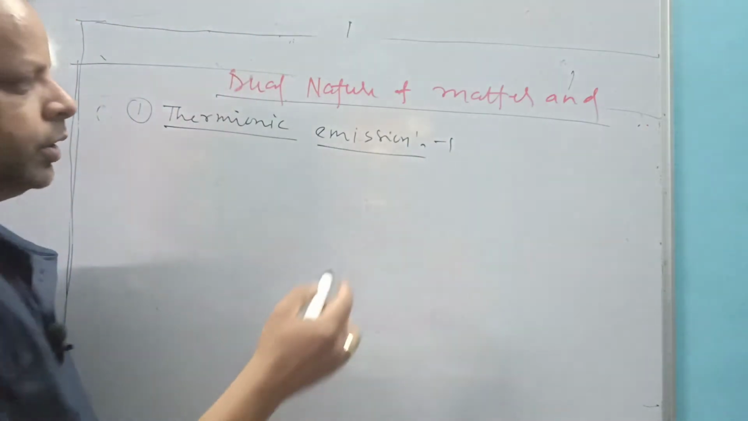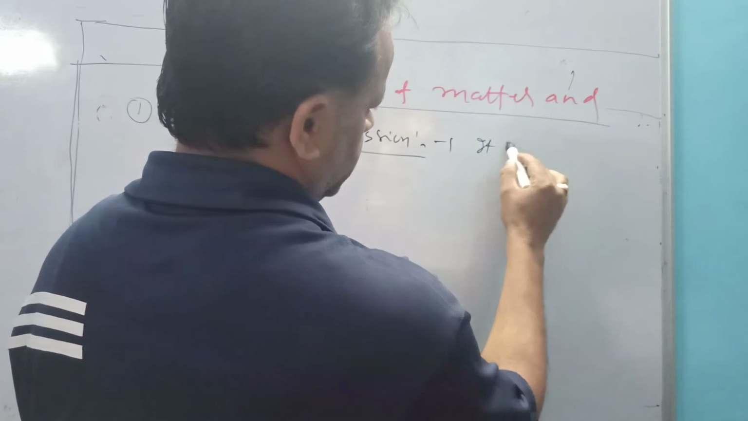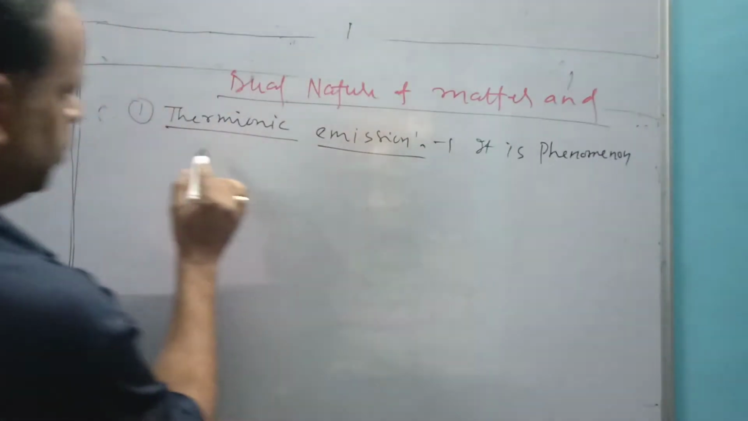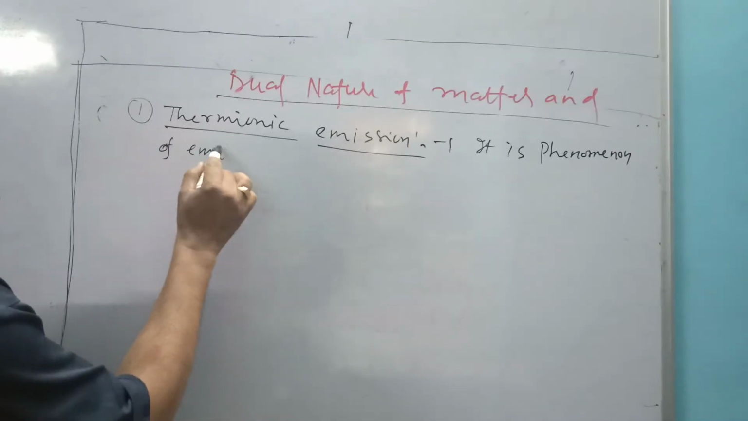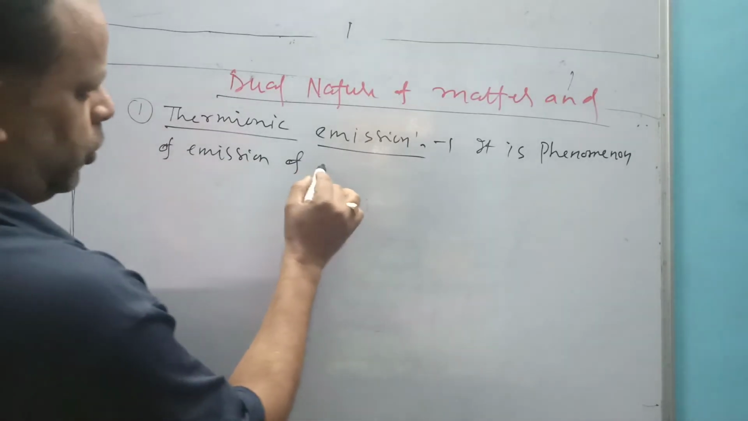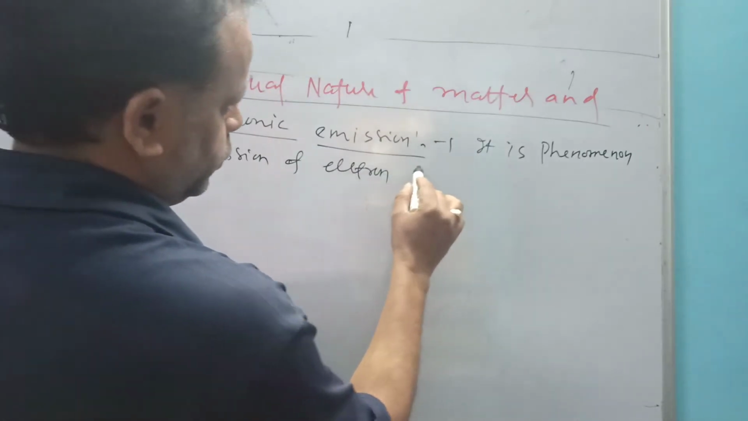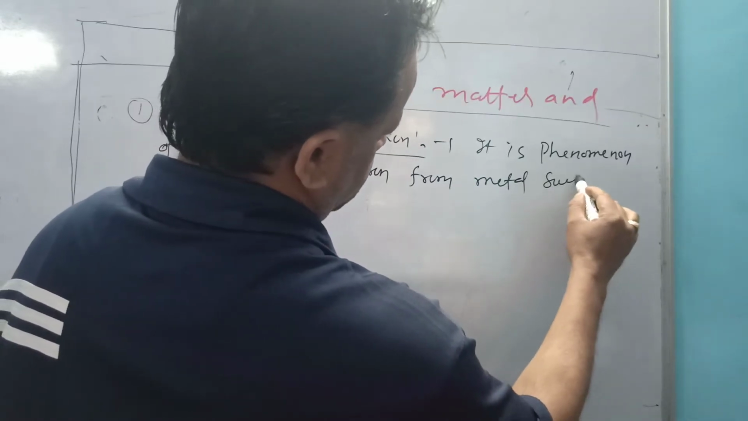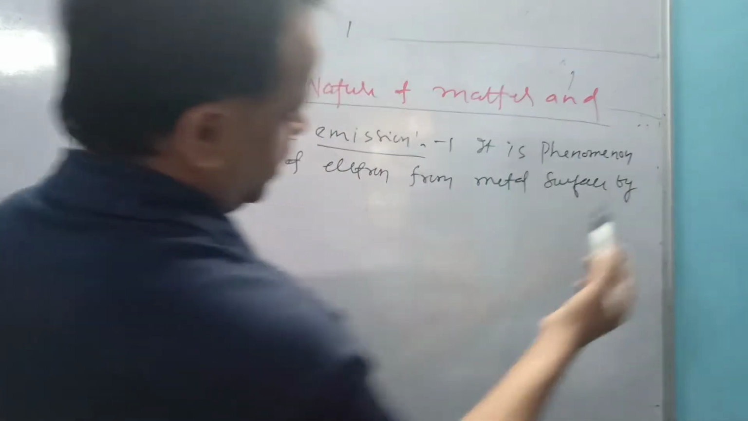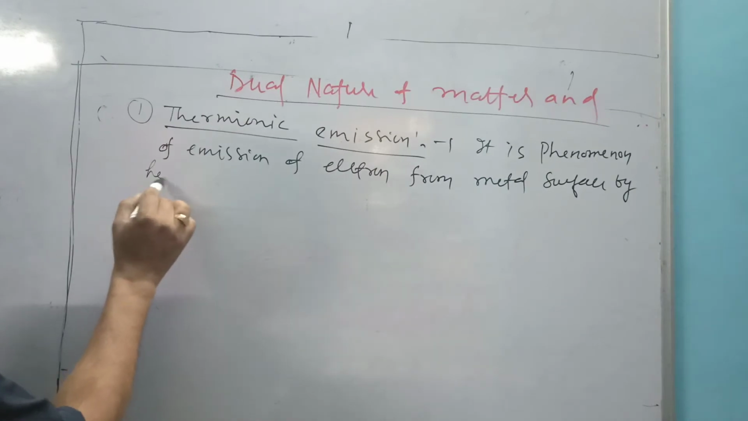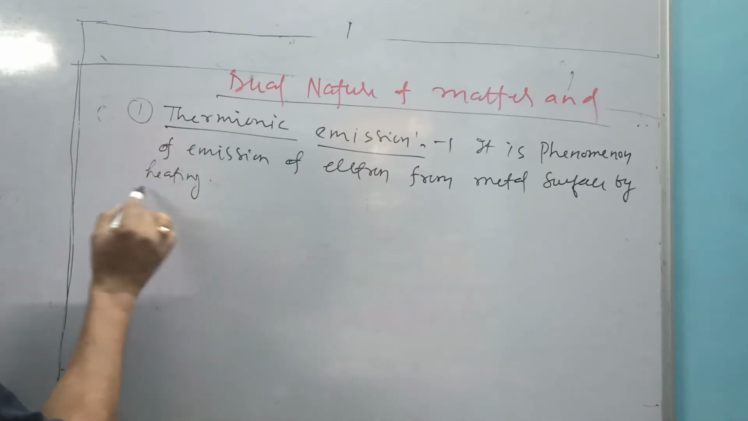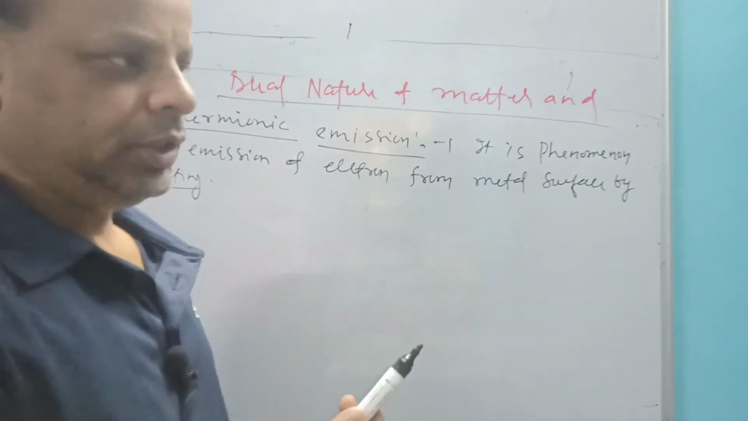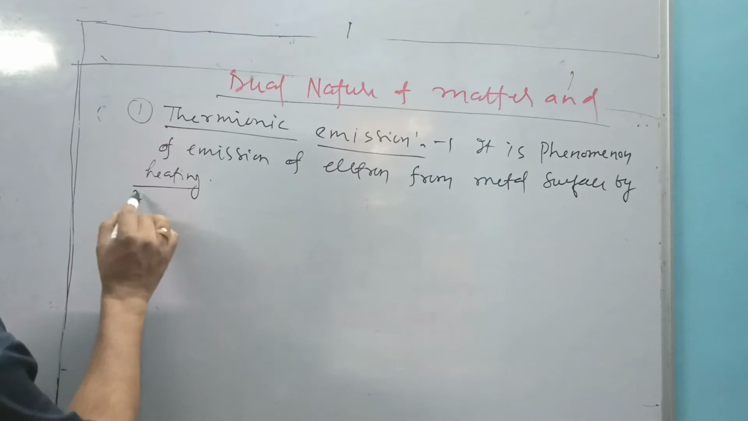See, what is this? It is the phenomenon of emission of electron from metal surface by heating it. We supply heat to the metal surface and the electron gets enough energy to get emitted from the metal surface.